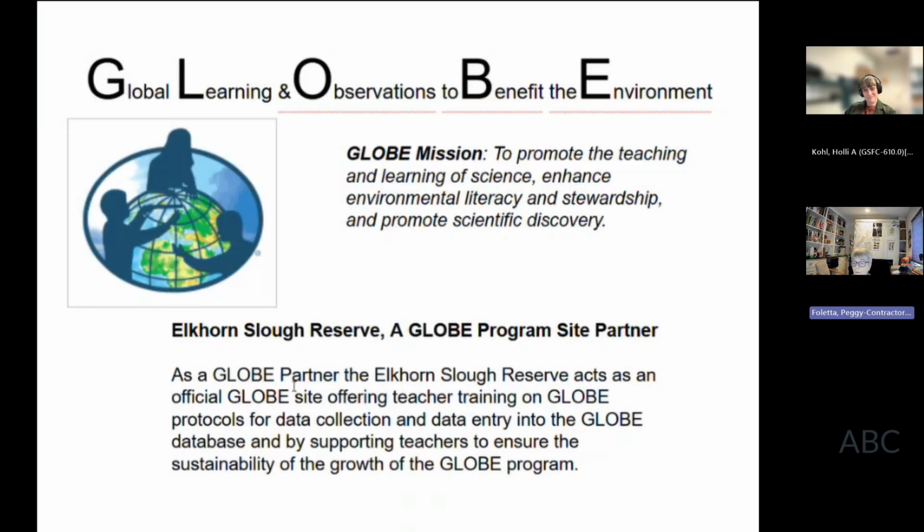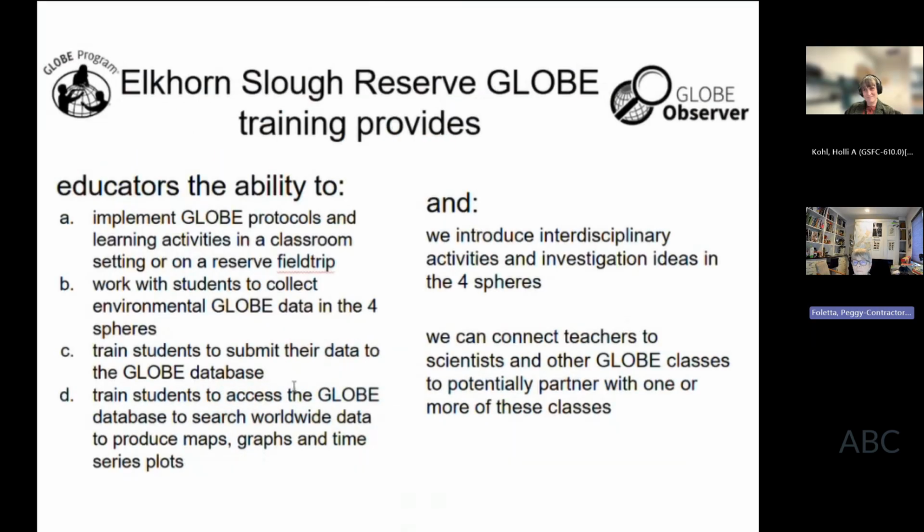Our goal is to do what Globe does, try to improve, expand, and reach a lot of people. Elkhorn Slough's training provides educators the ability to implement Globe, work with students in all 4 spheres, like in all of your cities, states, and countries. And we introduce interdisciplinary activities and investigation ideas in all 4 spheres. Some, again, they can do at our site, some at their sites.